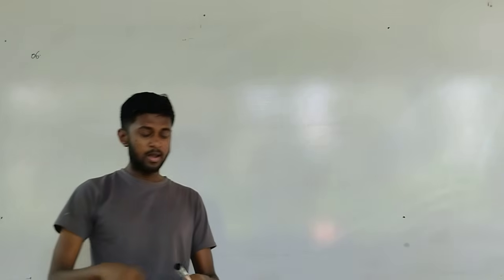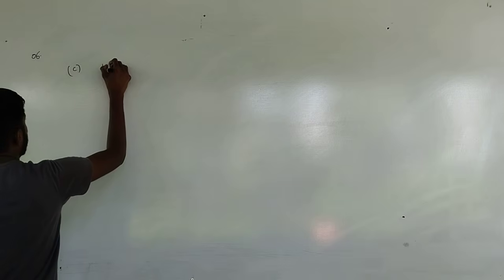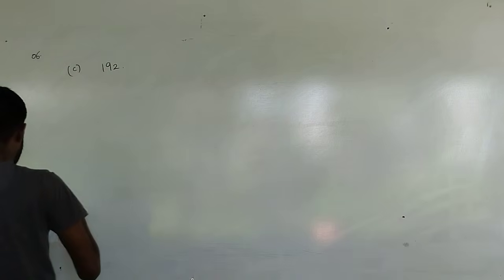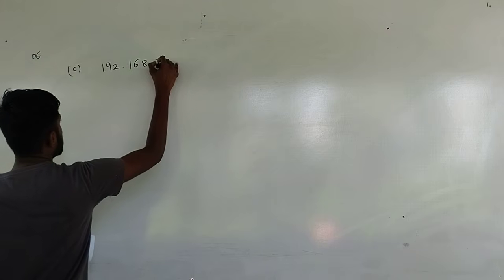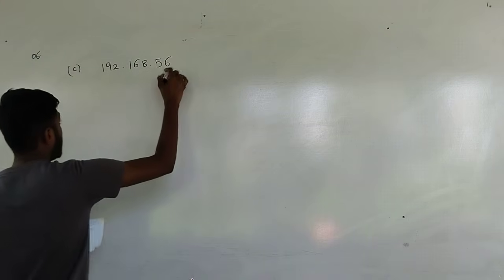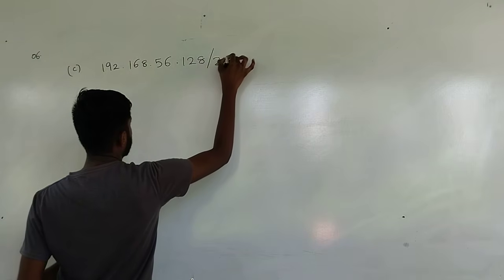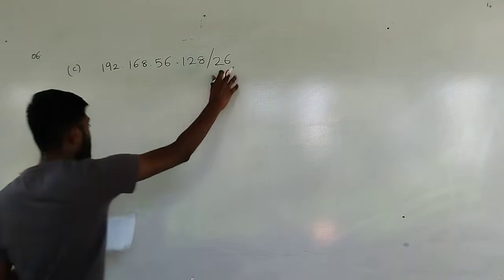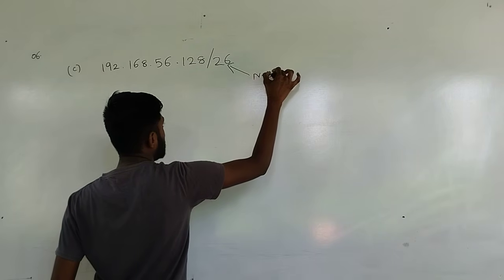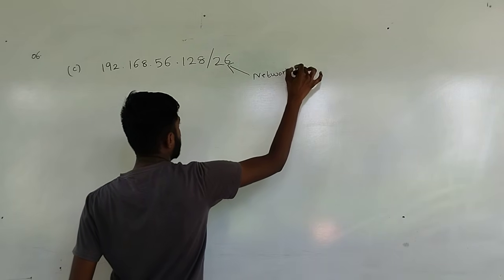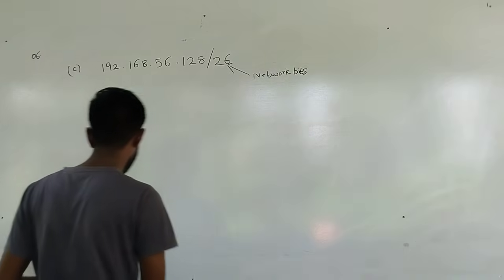Now they have given 192.168.56.128/26. Now this /26 represents the network bits. There are 26 network bits here.